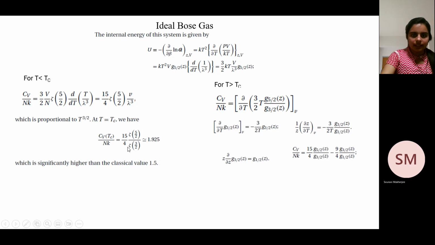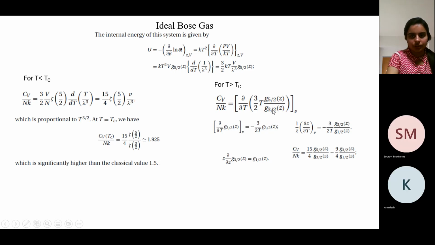And then what happens for T greater than Tc? Again, here you can replace this lambda cube in terms of G3/2(z), like we had done in the last case. And there you have to do this derivative with respect to temperature. So in that case, we use these relations, and if you use this relation, you get this expression for the specific heat. So this is your expression for specific heat for T greater than Tc.